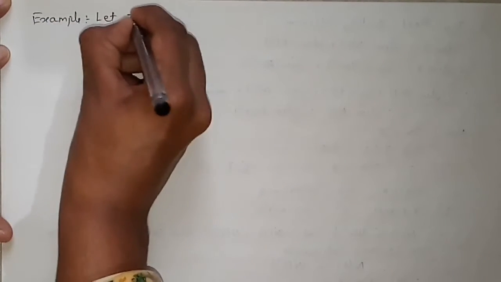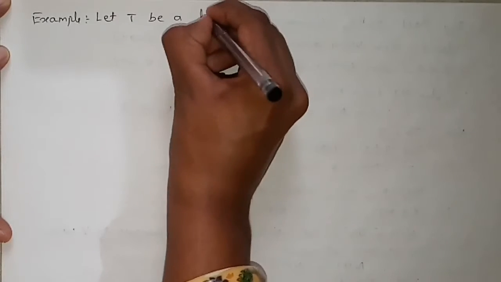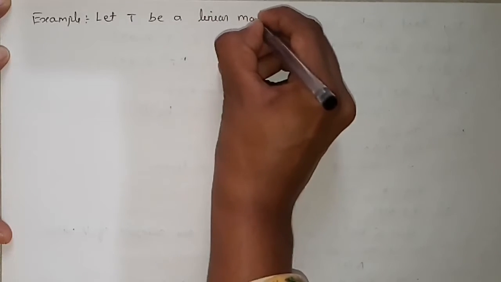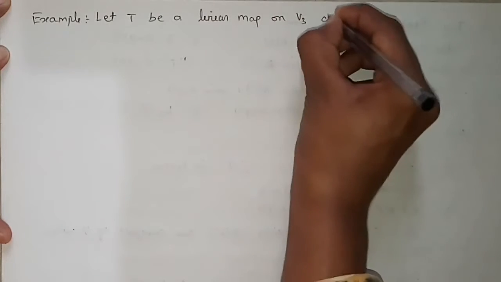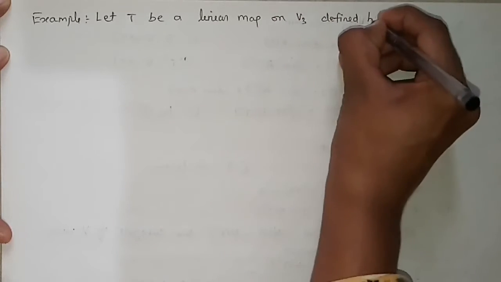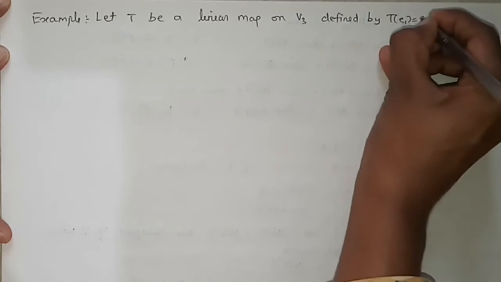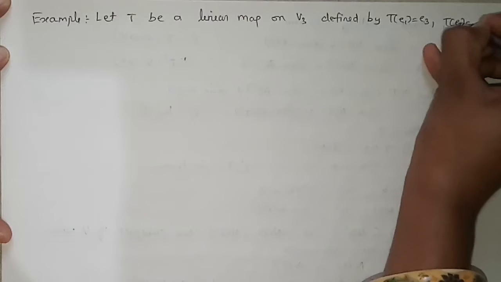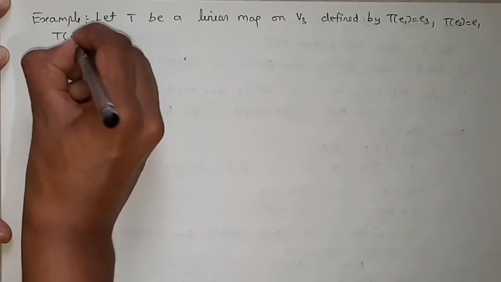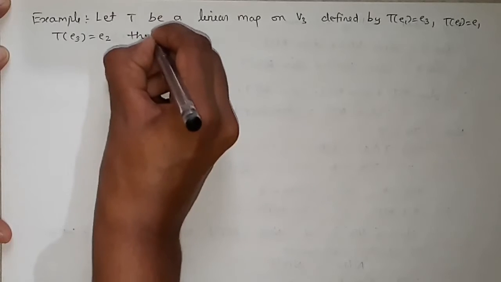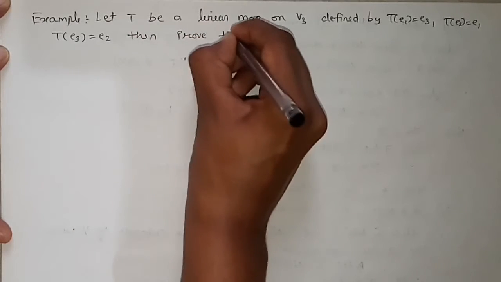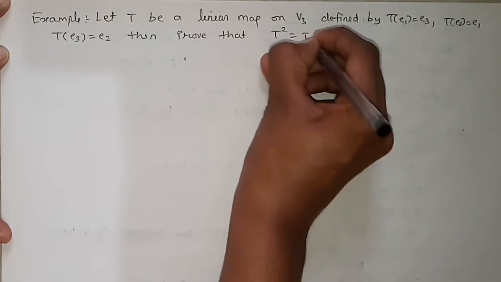Example, let T be a linear map on V3 defined by T of E1 is equal to E3, T of E2 is equal to E1 and T of E3 is equal to E2, then prove that T square is equal to T inverse.